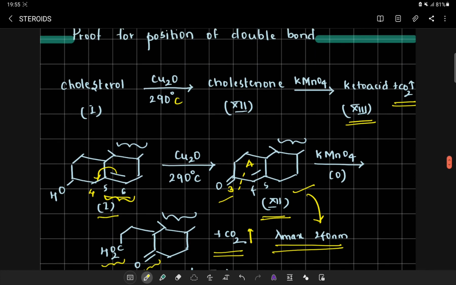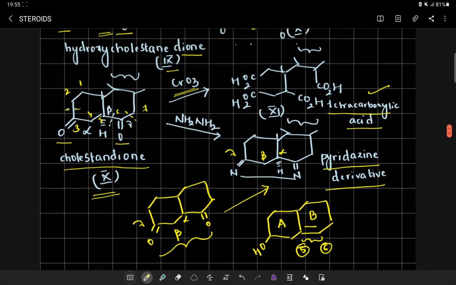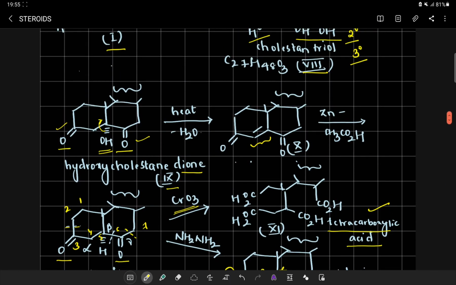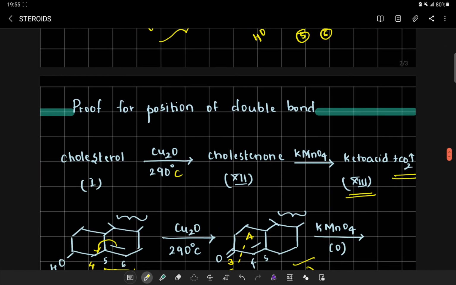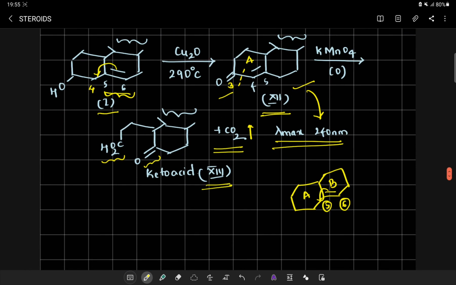Hence, with this particular reaction, we can establish that from the previous reactions, we established that there is a presence of a double bond. And from the proof for the position of the double bond, through the formation of these keto acids, we could understand that the position of the double bond is between 5 and 6 position respectively. With this discussion, we understood that there is a presence of a double bond and the position of the double bond in the cholesterol species.